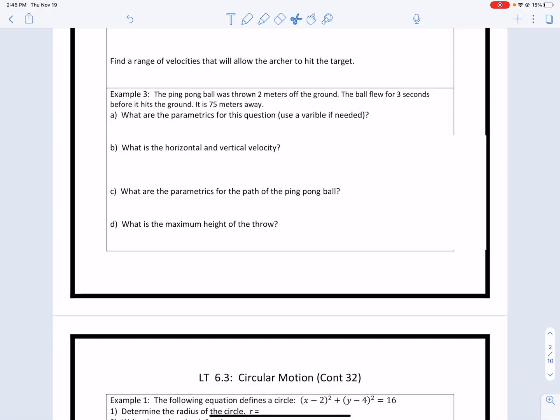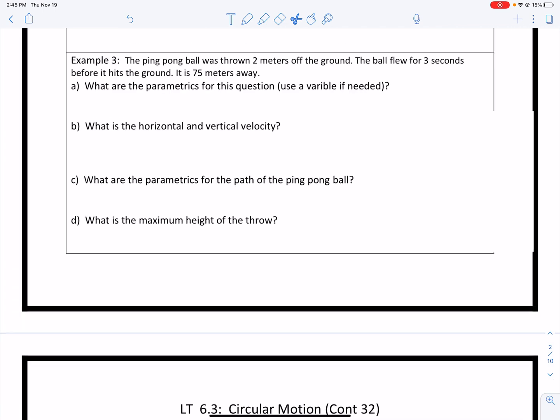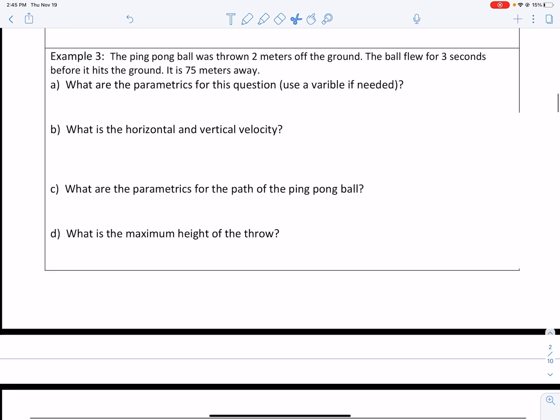All right, so we're just going to talk about example 3. We did not get to example 2 yesterday in class, so that was on yesterday's movies, so you're a little bit ahead of us. But anyway, on example 3, it says the ping pong ball was thrown 2 meters off the ground.